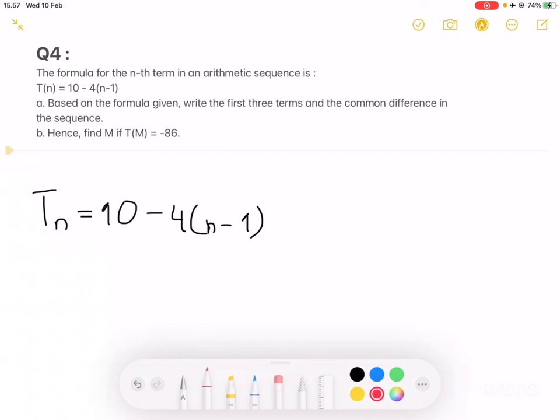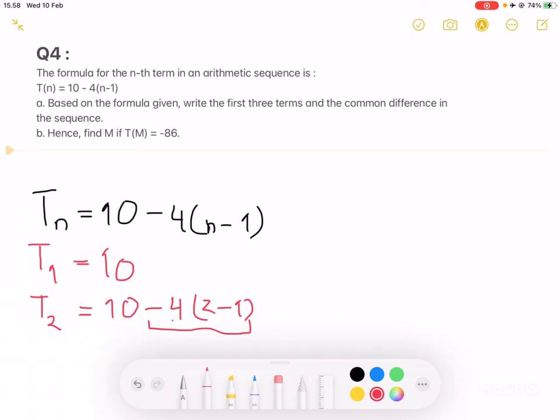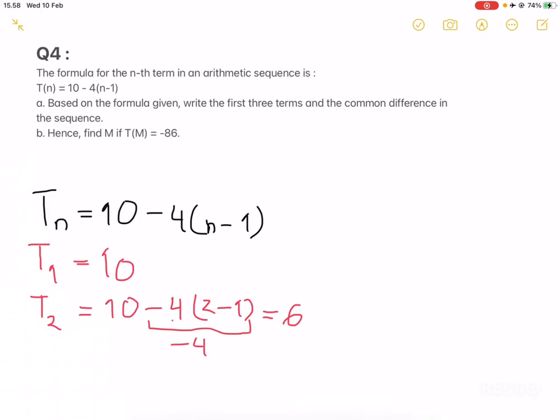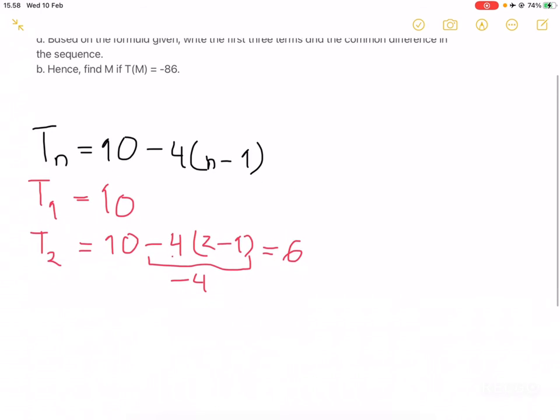That's pretty simple. We just write t1, substituting n equals 1. We get 10 minus 4 times 1 minus 1, which is 0. And the whole thing that's subtracting is 0, so it's just 10. T of 2, on the other hand, will become 10 minus 4, the inside will be 2 minus 1. This whole thing will be negative 4, and the second term will be positive 6.